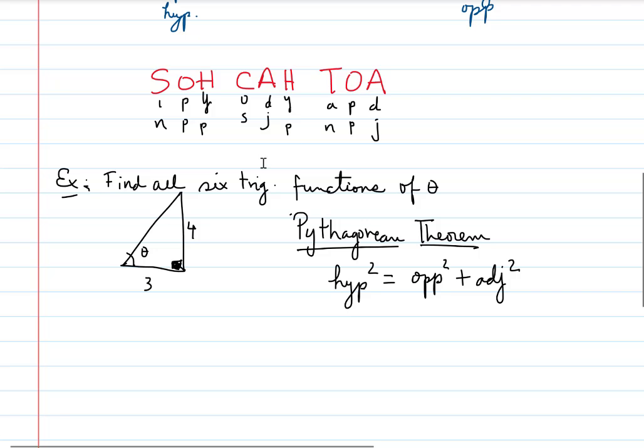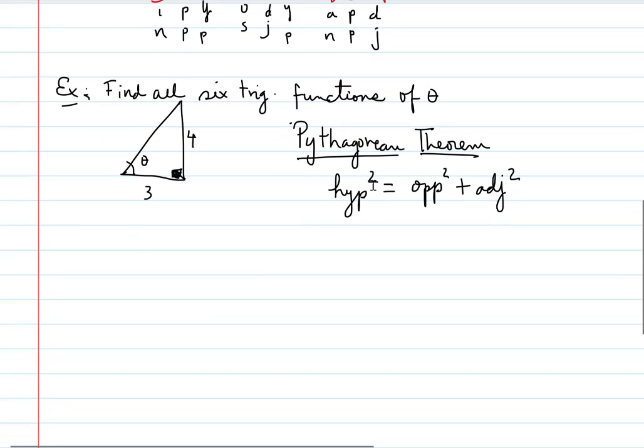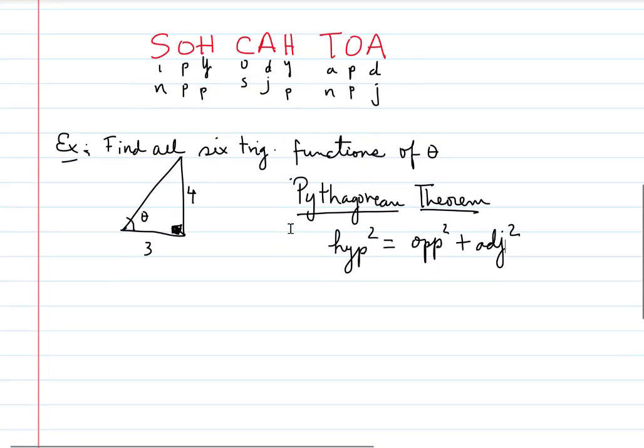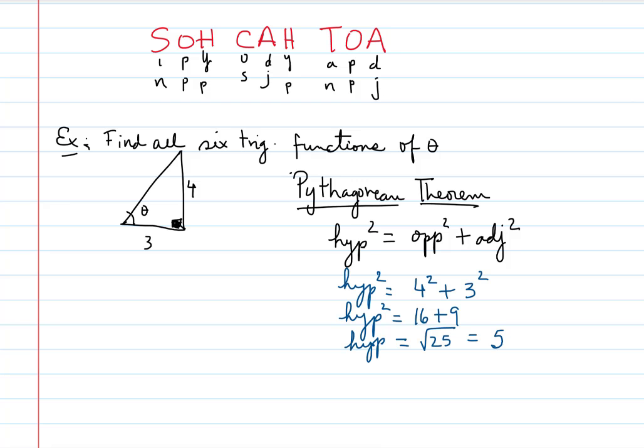So here, going back to our original triangle, with respect to this theta, we have an opposite side, an adjacent side, and a hypotenuse. So I'm using that notation here, but that's the Pythagorean theorem. We're going to use this first to find the hypotenuse, and then we'll have all 3 sides and be able to find the trig functions that we're looking for.